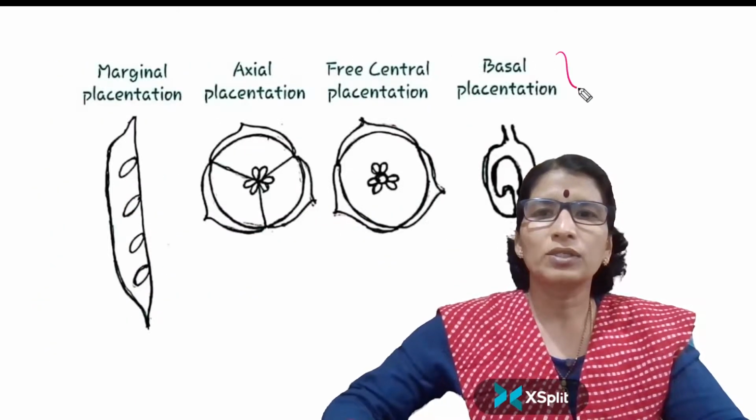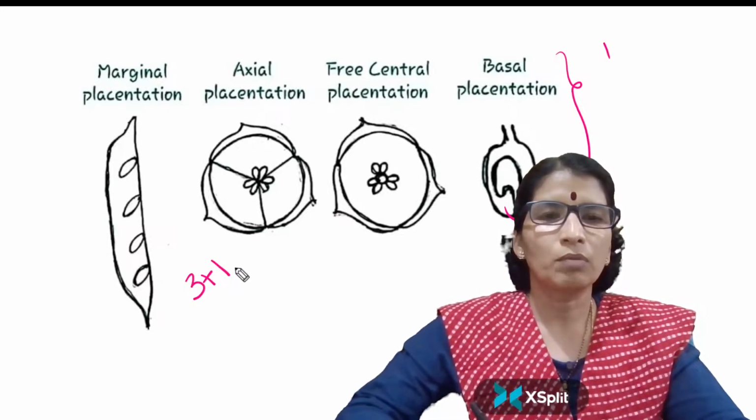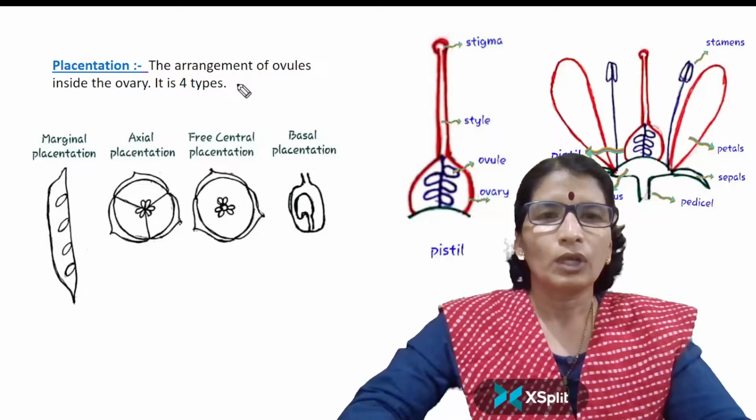And by drawing these diagrams, you will get 1. In this way, to description, you will get 3 marks. To the diagrams, you will get 1 mark. Total 4 marks will be given in the exam. Now, I explain the topic.